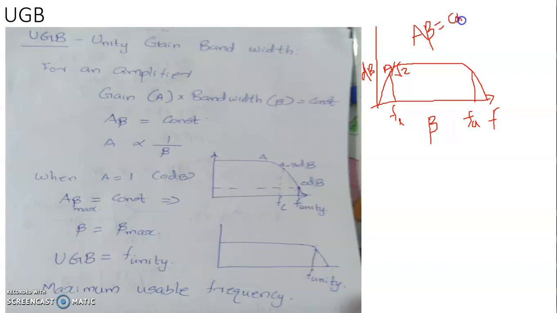If it is a constant, the relationship between gain and bandwidth is inverse to each other. If A into beta is a constant, then A is inversely proportional to beta. That means as A increases, beta will be decreasing. Or conversely, suppose you require a greater value of bandwidth, you will then have to adjust the fall of gain corresponding to an increase of bandwidth.